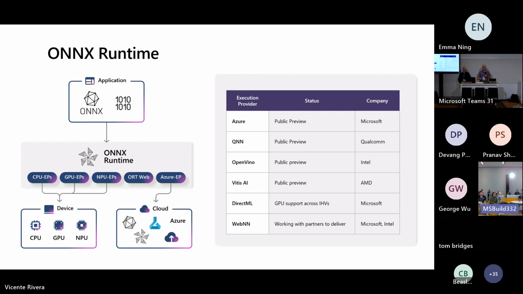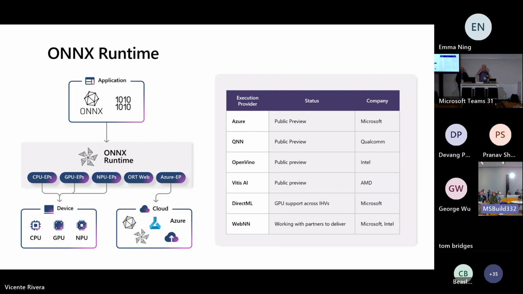We have WebGPU in preview mode, and WebNN will also be coming soon, once we get everything checked in with Intel and ourselves and into the WebNN repos. So QNN from Qualcomm exists today in public preview mode. OpenVINO for Meteor Lake and beyond exists today. Vitis AI for the Ryzen AI platform from AMD exists today. You can go use that.